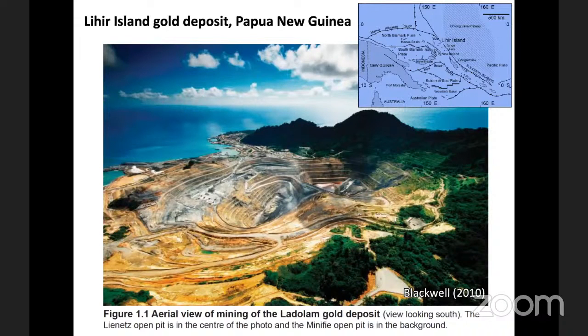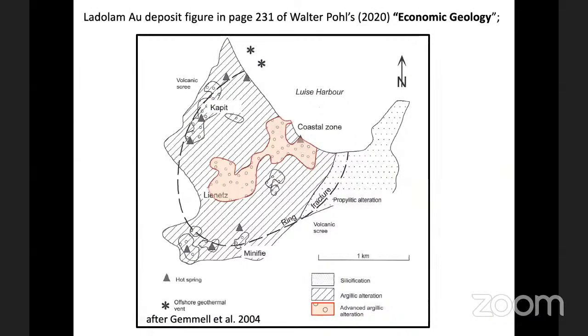So I found an alteration map of the Ladolam deposit recently in the excellent book by Walter Pohl, Economic Geology, the second version, in the map on page 231. I highlighted in red the color of alteration associated with these two deposits. We are looking here from the west towards the east. And this is Louise Harbor, and we have what is labeled silicification, argillic alteration, advanced argillic alteration. It's a simplification of the original figure.